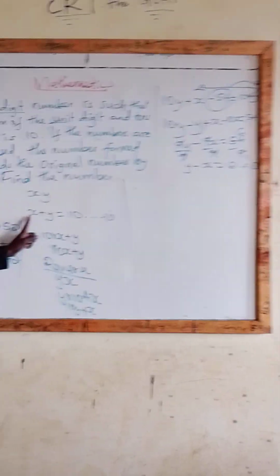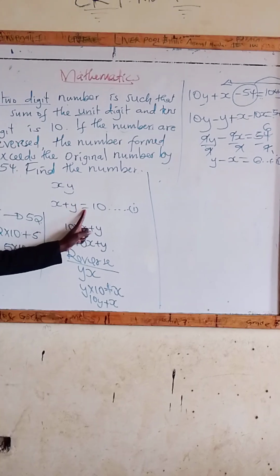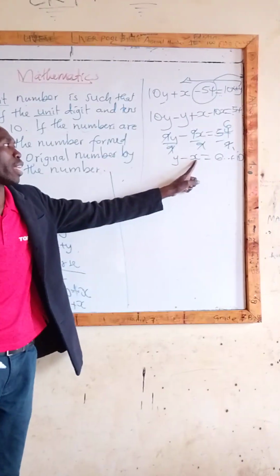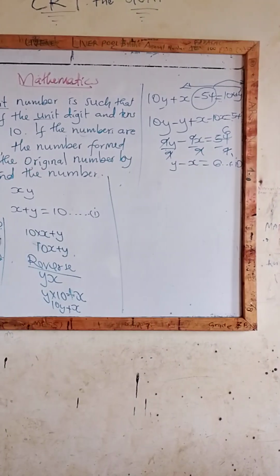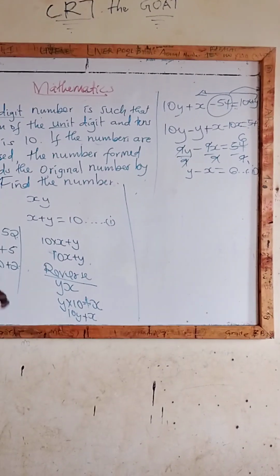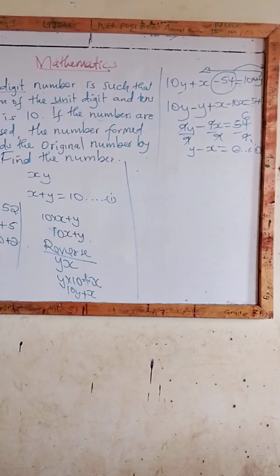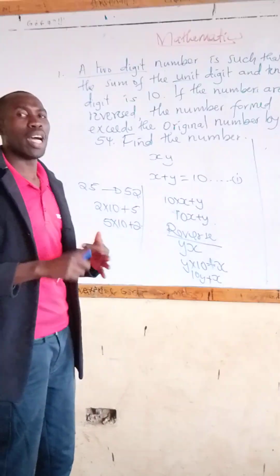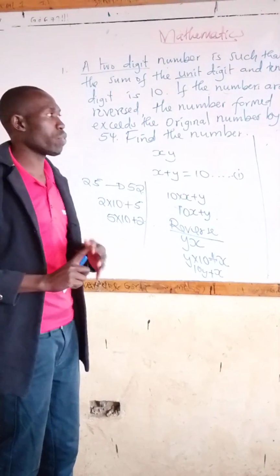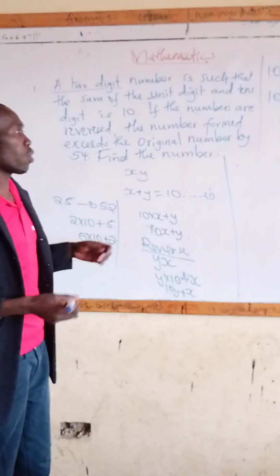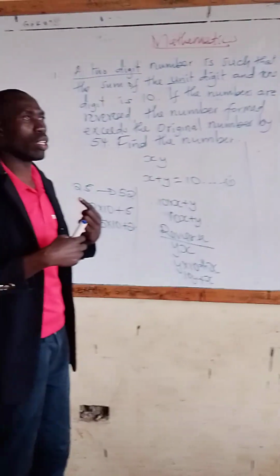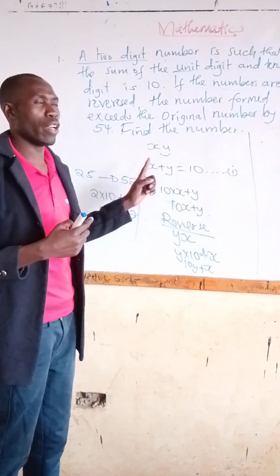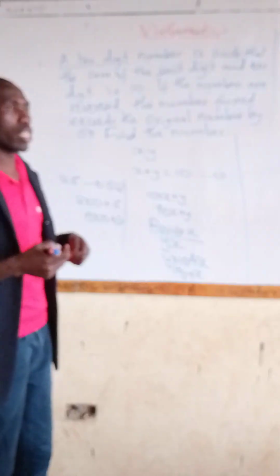Remember, our first equation was x plus y is equal to 10. That was our first equation. The second equation now, y minus x is equal to 6. So we can bring them together so that we can solve them using the earlier explained methods. We have the elimination method, the substitution method, the matrix method, and the graphical method. In the other video we used the elimination method. Now I want us to use the substitution method.